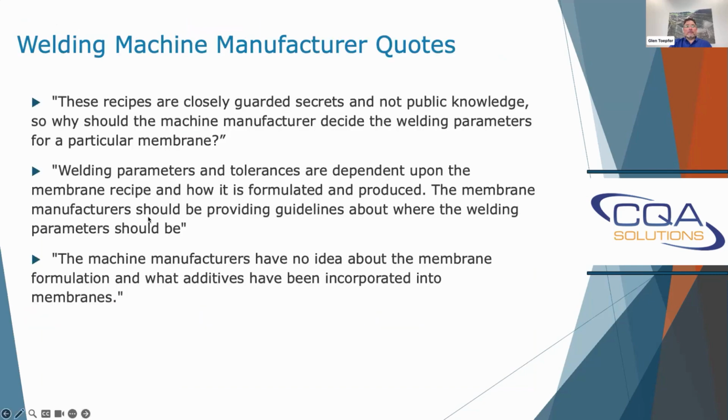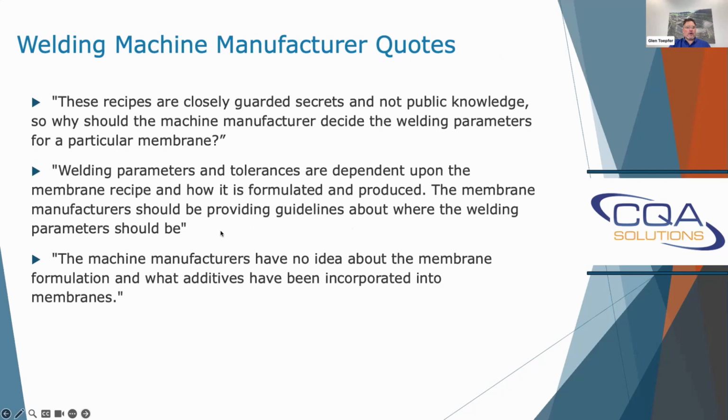And I'm not the only one that believes this, talking to different manufacturers. I was talking to them, and these are some of the quotes that came back to me, where they really feel like the manufacturer should be the one to decide the welding parameters. The first quote: these recipes are closely guarded secrets and not public knowledge, so why should the machine manufacturer decide the welding parameters for a particular geomembrane? Well, that's a good point. Same with the next one: welding parameters and tolerances are dependent upon the geomembrane recipe and how it is formulated and produced. The membrane manufacturer should be providing guidelines about where the welding parameters should be.